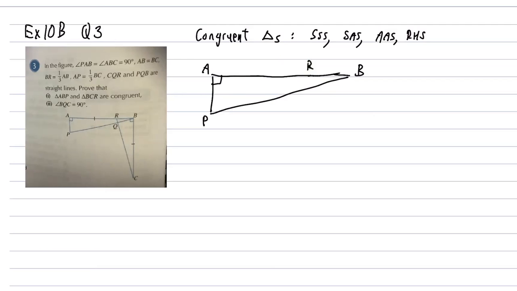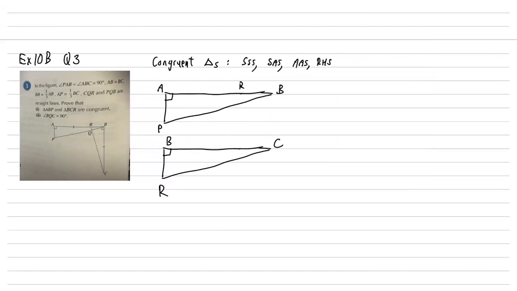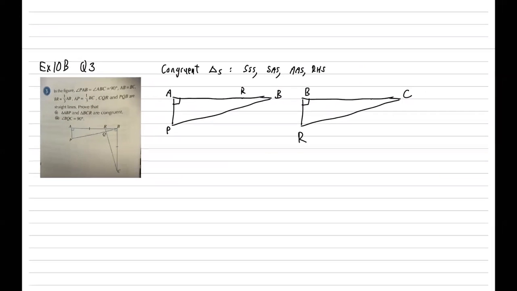Then for BCR, I will copy the exact same diagram, but relabel. The order of triangle ABP is A, then B, then P in this direction. So for the second triangle, you do the same thing, but B, C, then R. I like to put it side by side, so something like this looks nicer.